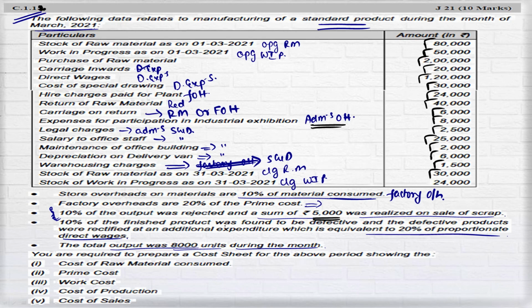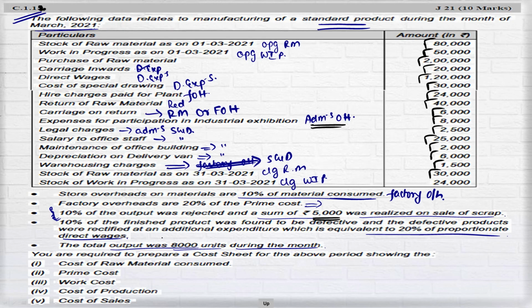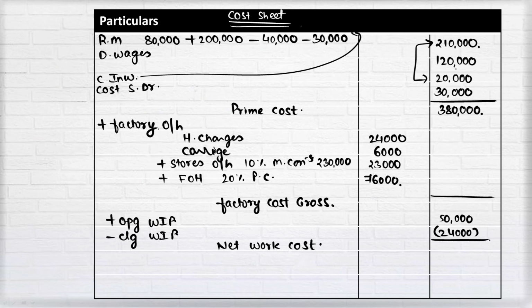10% of finished product was found to be defective and the defective products were rectified at an additional expenditure which is equivalent to 20% of proportionate direct wages. Alright. How many units are you manufacturing? It is given. Yes, it is 8000 units, right? So 8000 units, what is direct wages? 1,20,000 divided by 8000. What is per unit? 15.